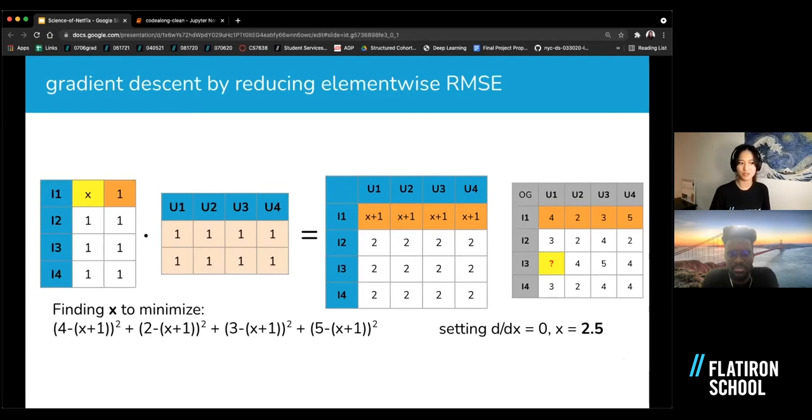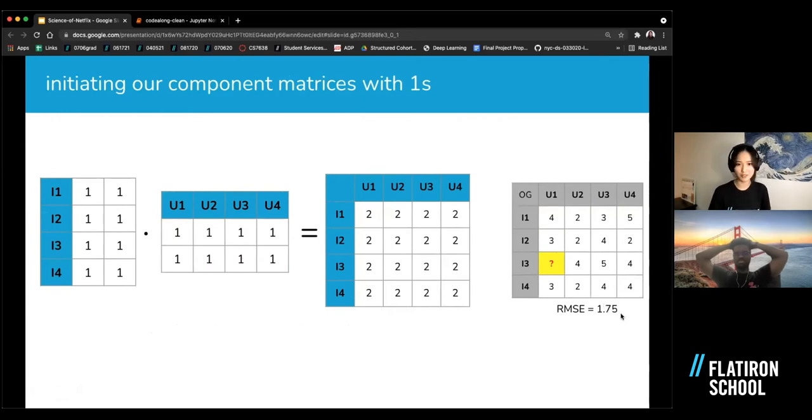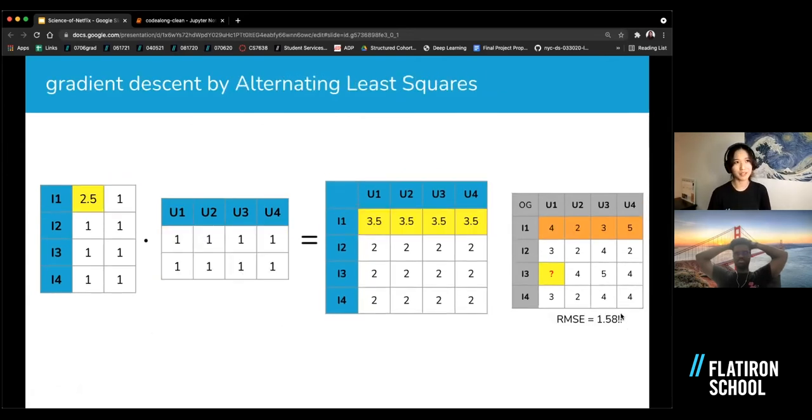Okay, the best x is 2.5. Let's see how that improves our model. With x equal to 2.5, when you multiply this out, this whole row becomes 3.5. If you compare 3.5 to this row, and compare these utility matrices at this point, the RMSE has actually gone down to 1.58, just by adjusting 1 out of 16 values here. Previously it was 1.75. Just like that, we've gotten about, let's see, how much improvement is that?